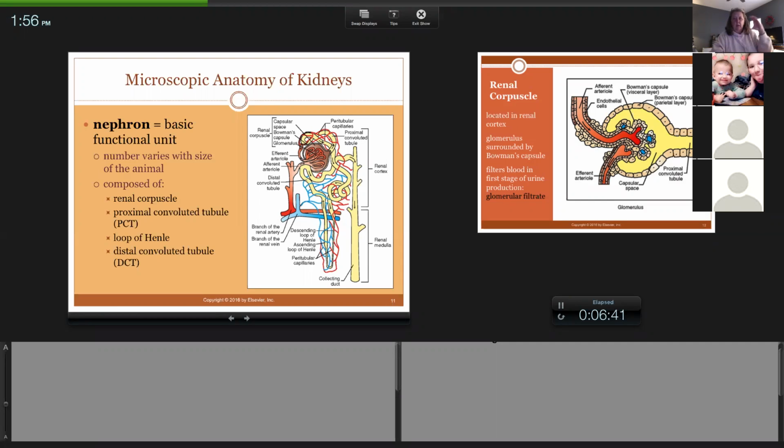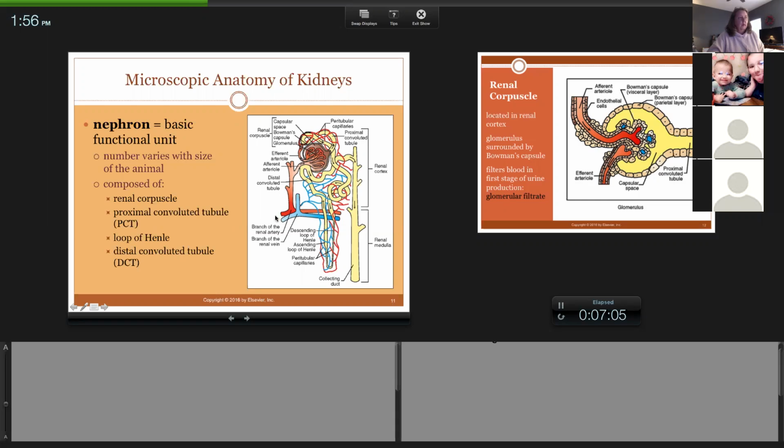So this whole thing is the corpuscle, and the corpuscle is this Bowman's capsule, which surrounds the glomerulus, which is like the capillaries that are the filter. And then there is a space around it, a gap here. This is called the capsular space, okay?